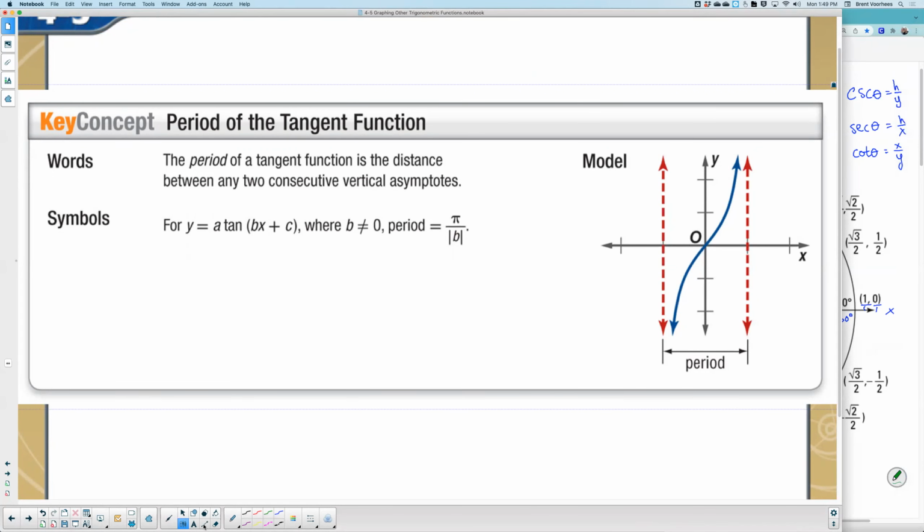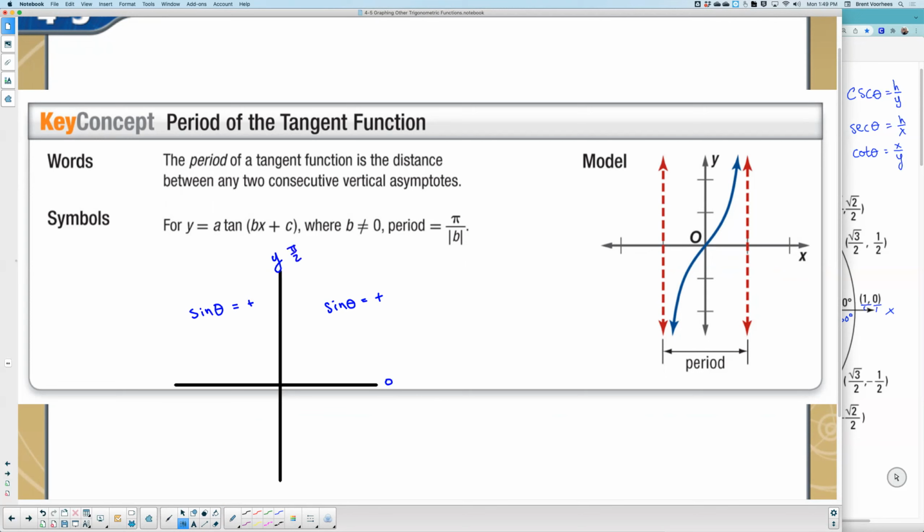Sine does not repeat itself after 1 pi. Check out sine. Sine goes like this. And I'm just going to deal with positives and negatives. Sine is what letter? X or Y? Y. Okay. So if you start in the first quadrant, sine is positive because y is positive. If you look at the second quadrant, sine is also positive because y is positive. If you go around, this is 0, this is pi over 2, this is 1 pi.